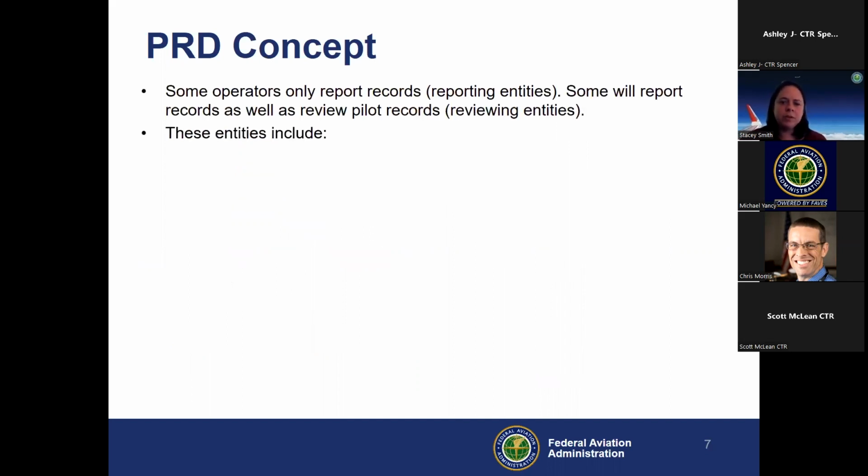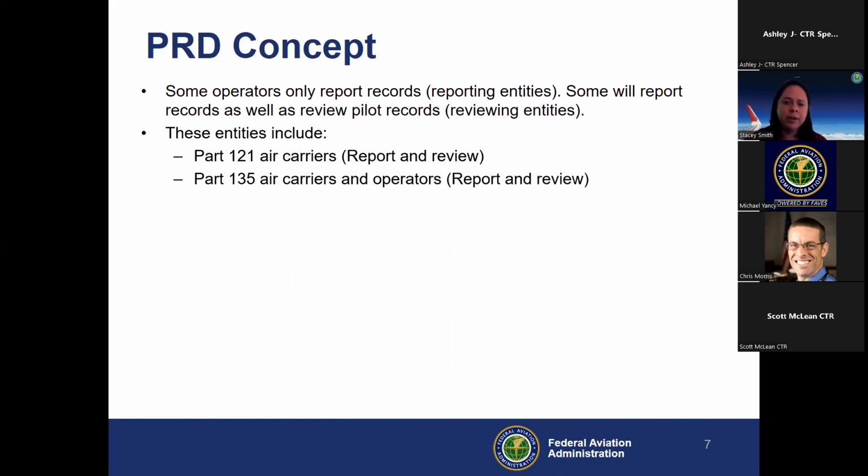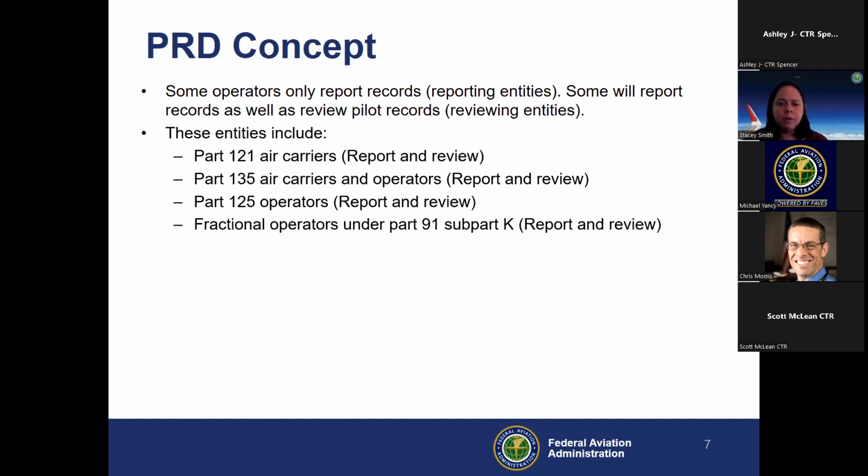For the entities required to report and review records in PRD, Part 111 requires that Part 121 air carriers, Part 135 air carriers, Part 125 operators, fractional operators who operate under Part 91 Subpart K, and air tour operators are all required to both report and review records in the system.